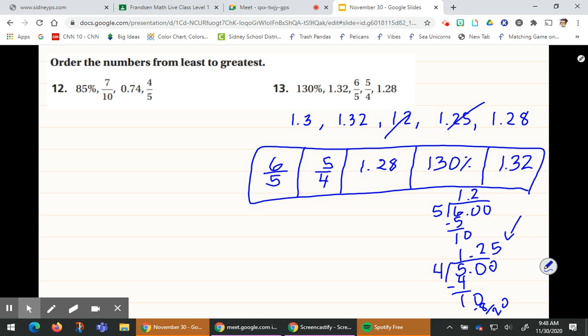I first changed them to decimal. Could I have changed them all to percent? Yes. Could I have changed them all to fractions? Yes. Or mixed numbers in this case. Okay. So there will be a couple like this on your math test.